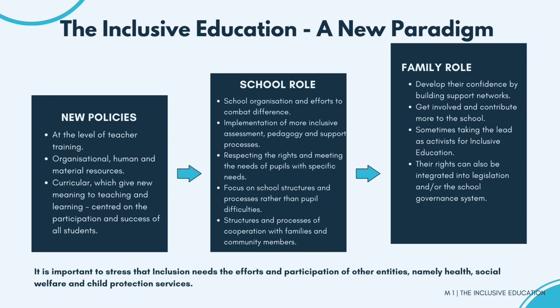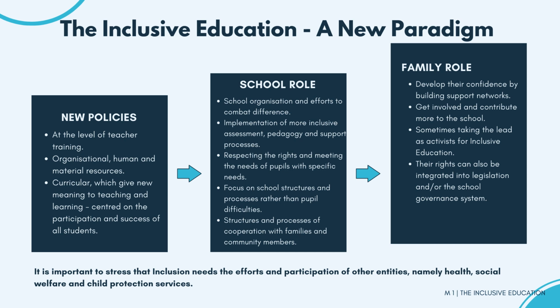When we talk about families, there are also many adjustments that need to be made. It is necessary to develop trust by building family support networks. It is necessary to involve the family and allow them to contribute more to the school. It is often necessary for families to unite in leading the inclusive education they want to see practiced in schools.